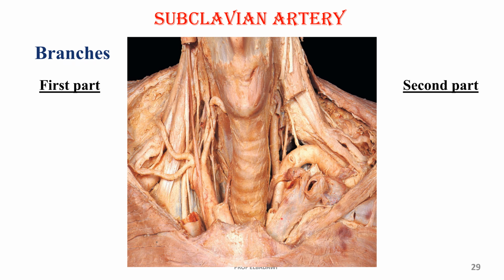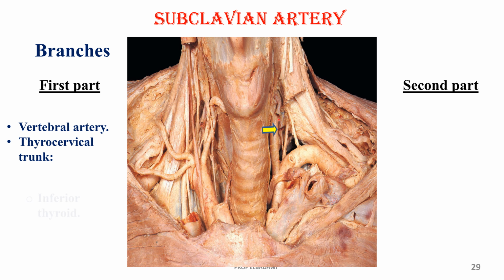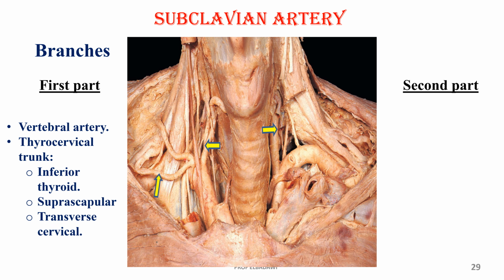When it comes to the branches of each part of the subclavian artery, let's start with the first, which is the vertebral artery. That is the vertebral artery, which will go through the foramen transversarium to reach the cranial cavity. The thyrocervical trunk, which you have seen, this one here and this one here, will give the inferior thyroid artery, the suprascapular, and the transverse cervical. Then you'll see the internal thoracic artery of the first part again.